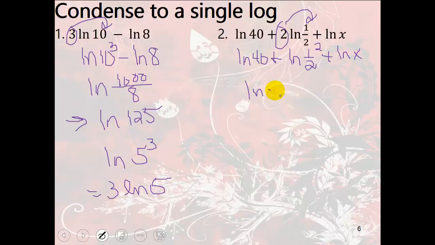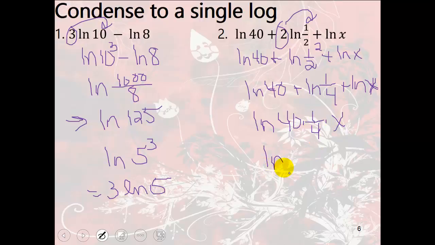So I have ln of 40, plus the natural log base e of 1/2. Whoops, that's a 4th. When I square it, that's a 4th. Plus the natural log base e of x, the input x. I'm just going to multiply all of those inputs together, and I get 40 times 1/4 times x, so I get the natural log of 10x. I would call it ln 10x, natural log 10x.